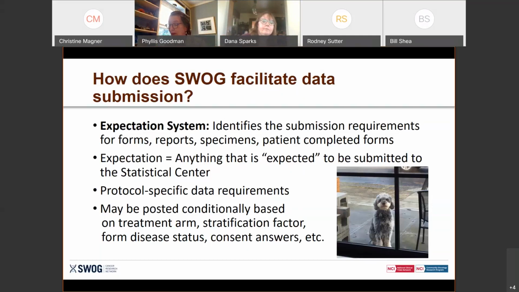And this, I'm sorry, is a picture of my dog waiting expectantly outside of the coffee shop for me to come out. Next slide, please.